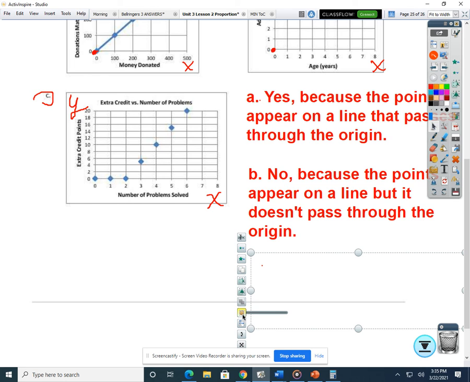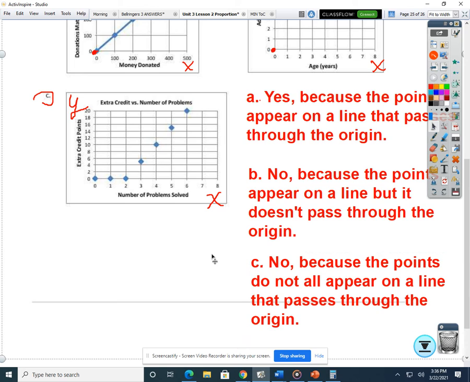So for graph C, no, this is not proportional because all the points do not appear on a line that passes through the origin. We cannot draw one single line that would include all.